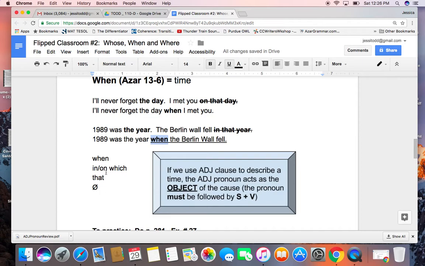Now, other interesting relative pronouns that we can use instead of when can be seen here, okay? We can use when, remember, without a preposition. If we want to use a preposition, we can use the preposition in or on plus which, right? So I can say 1989 was the year in which, right? Here we have the preposition in, and we can use it with which to tell this is a time.